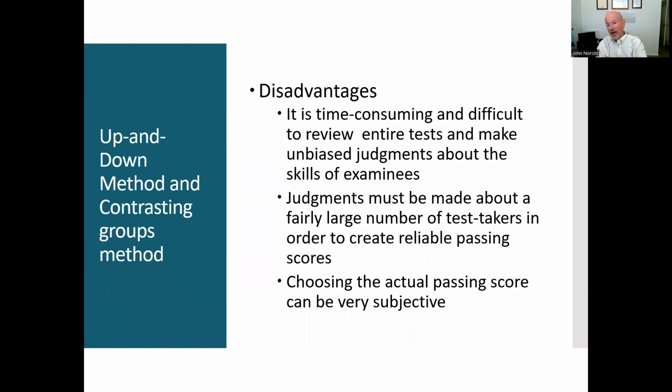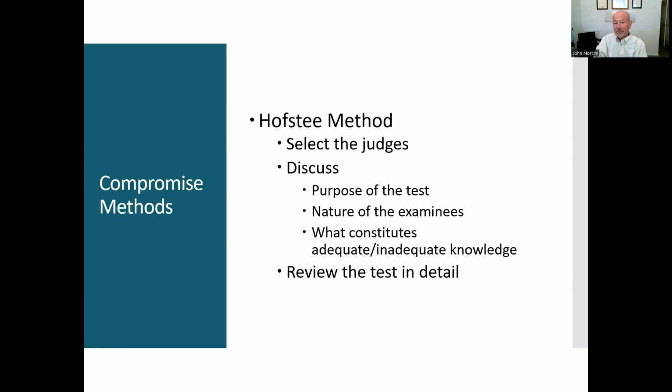Disadvantages you've already pointed out. These are really time consuming. It's really difficult to review the entire test and make some unbiased judgments about the skills of the examinees. You have to do this for a fairly large number of test takers to create reliable passing scores. And at the end of the day, choosing whether you want to minimize false positives or false negatives, or you want to choose the point of least overlap, can be a little subjective, although these processes are subjective generally. So there are some of the strengths and weaknesses of these. Any questions about them?